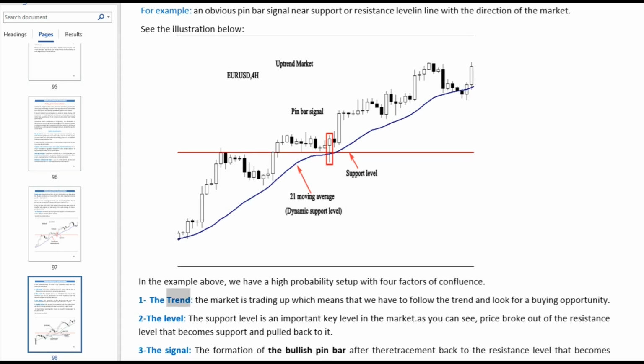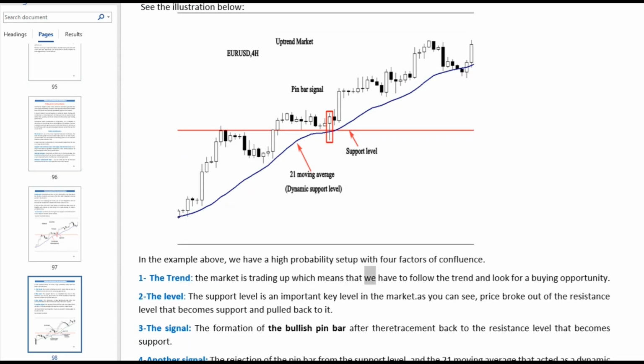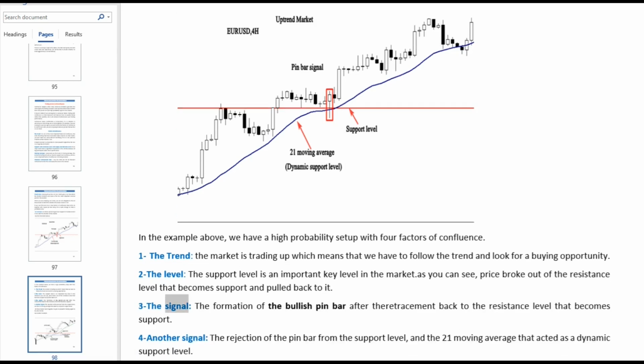The trend: the market is trading up, which means that we have to follow the trend and look for a buying opportunity. The level: the support level is an important key level in the market. As you can see, price broke out of the resistance level that becomes support and pulled back to it. The signal: the formation of the bullish pin bar after the retracement back to the resistance level that becomes support.